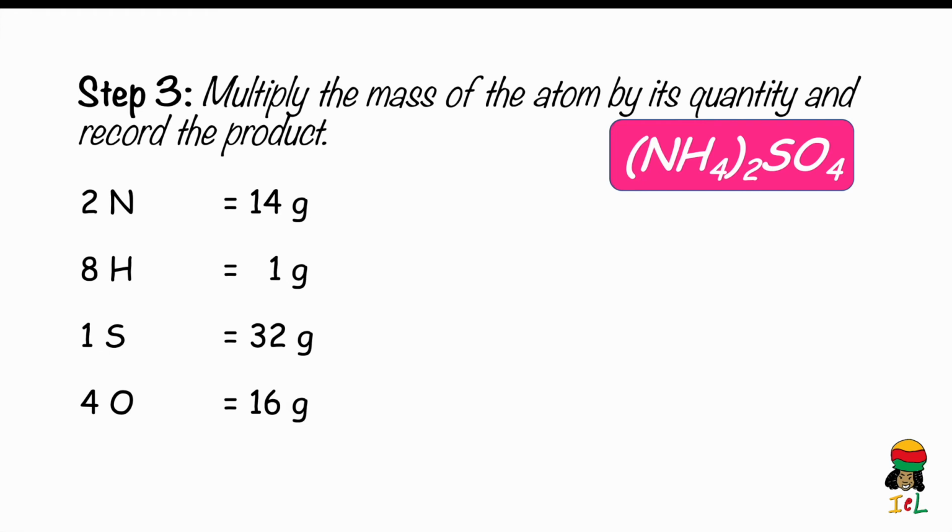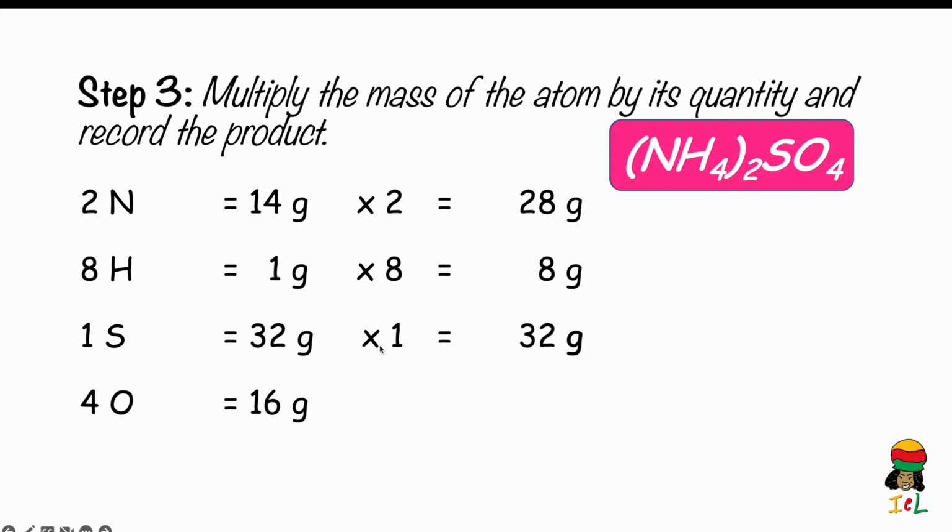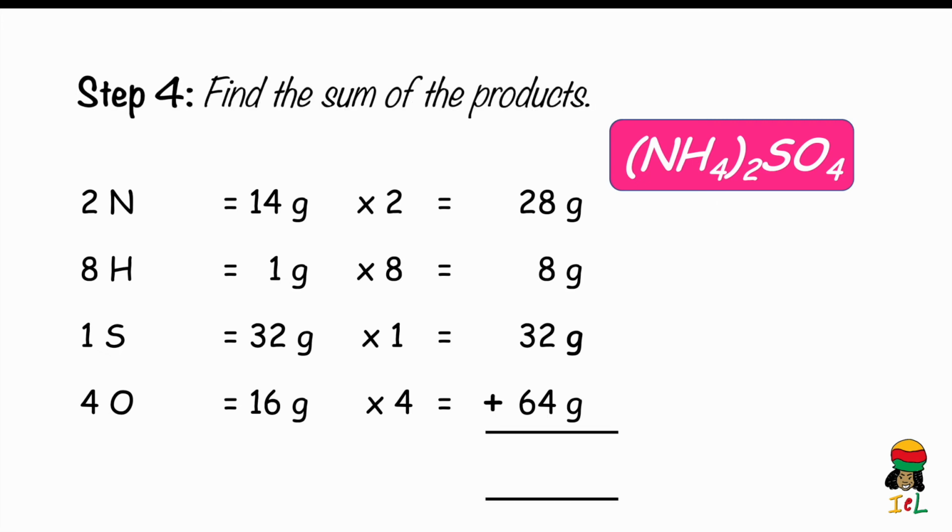Step 3, multiply the mass of the atom by its quantity and record the product. So for nitrogen, we have 14 grams times 2, which gives a product of 28 grams. Hydrogen has 1 gram times 8 atoms of hydrogen to give a total of 8 grams. Sulfur has a mass of 32 grams times 1 sulfur atom, giving a total product of 32 grams. And finally, oxygen has a mass of 16 grams times 4 oxygen atoms, which gives a total product of 64 grams. Step 4, find the sum of the products.